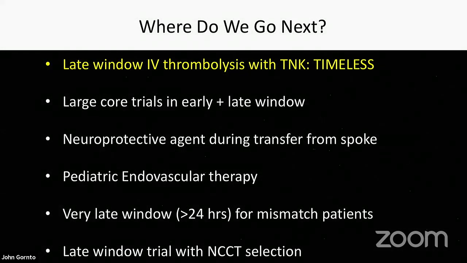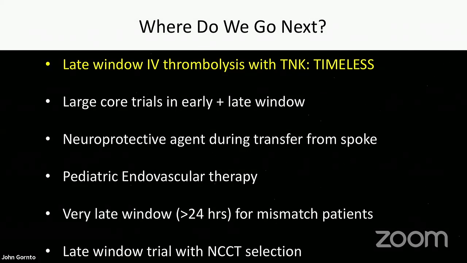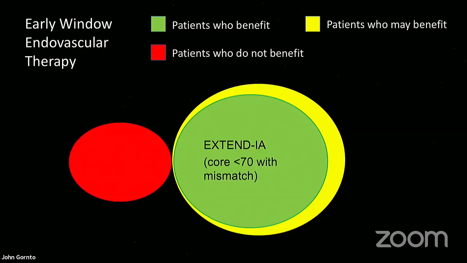So the selection is essentially the same as DEFUSE 3. It's penumbral selection, but we add the M2 segment, and we also add the peripheral sites, the primary stroke center, the spoke sites, so they can get randomized TNK versus placebo there. And maybe by the time they get to the comprehensive center, that M2 is open and you don't have to do the thrombectomy. But most of the time, these patients will go to thrombectomy. And again, I believe the combination of a thrombolytic and a thrombectomy is what's going to lead to the best outcome. Okay, what's next on the horizon?